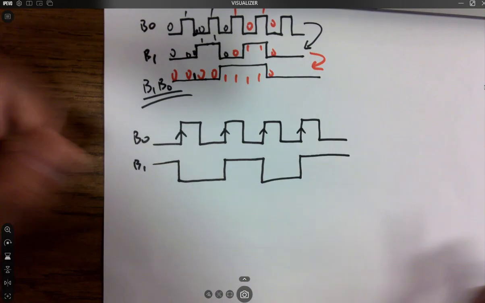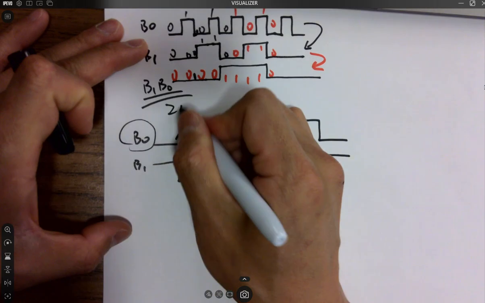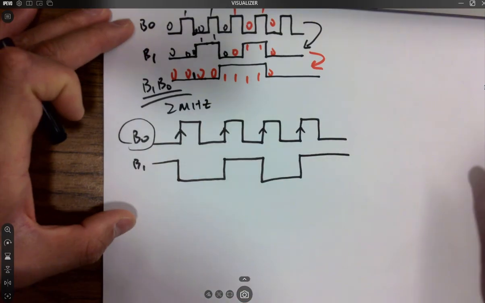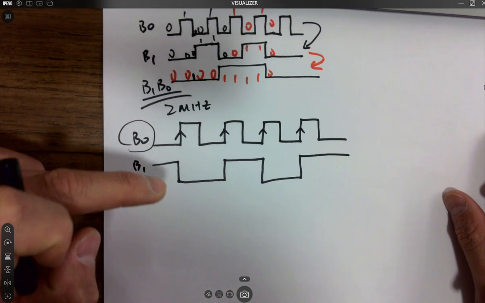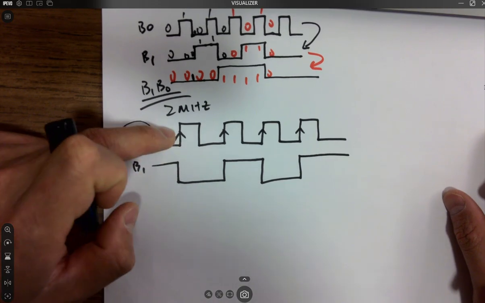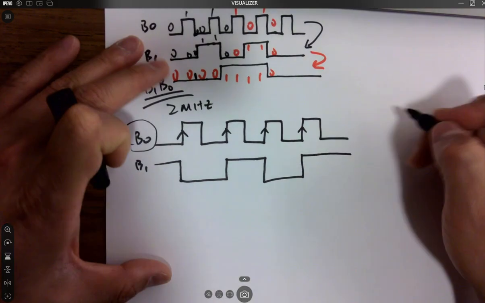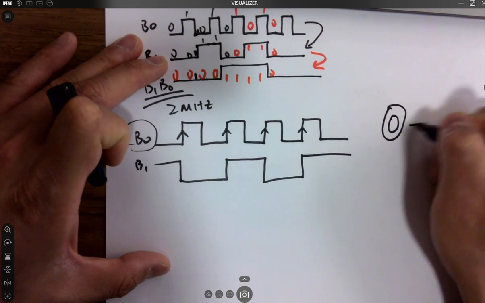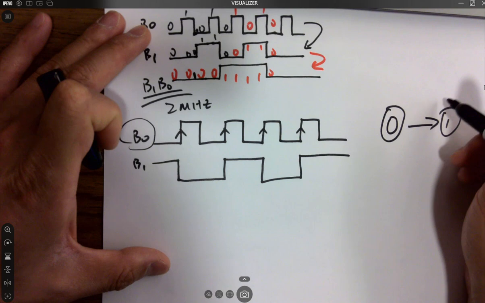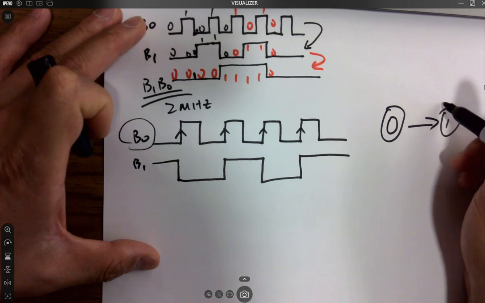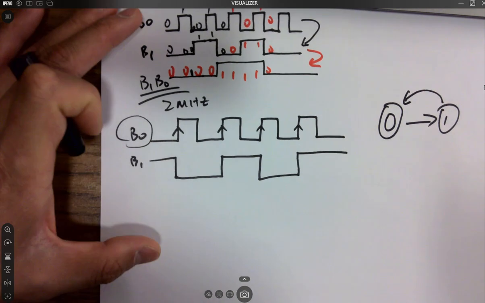If you already have B0 as the original clock, let's say 2 megahertz, it's given, right? So you want to create a signal that toggles at the rising edge. If you draw a state machine, it's really simple. It goes from the 0 state to the 1 state whenever the clock arrives, right? And if it's 1, it goes back to 0 when the rising edge arrives.